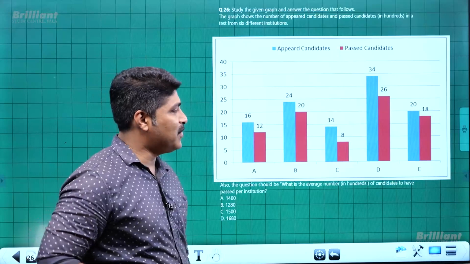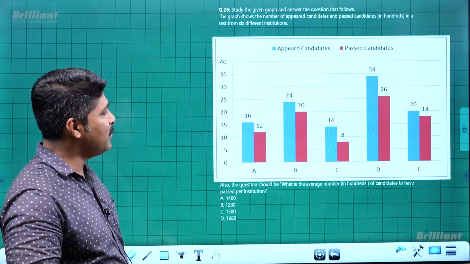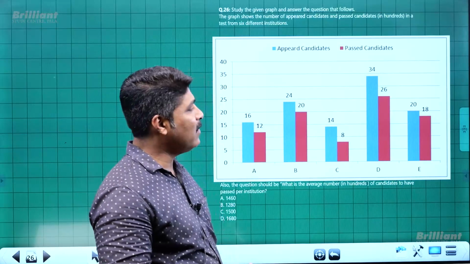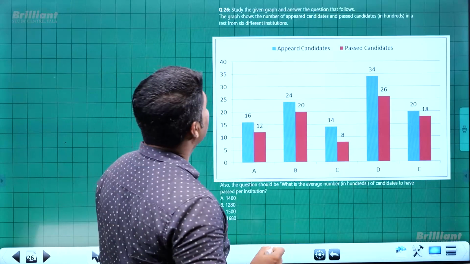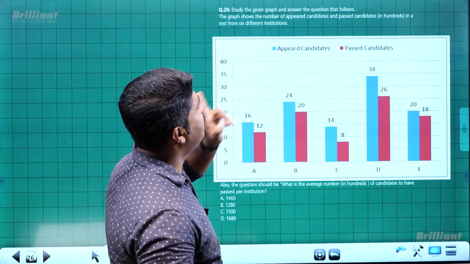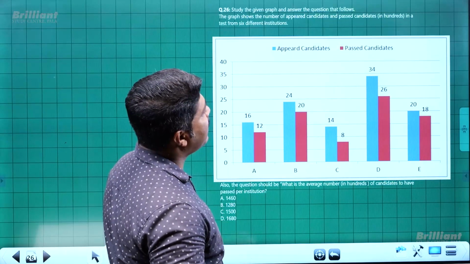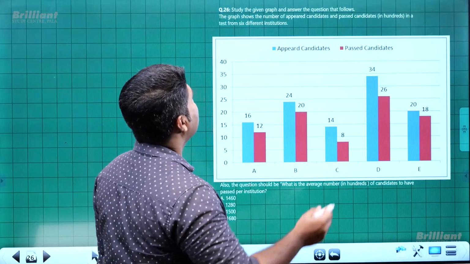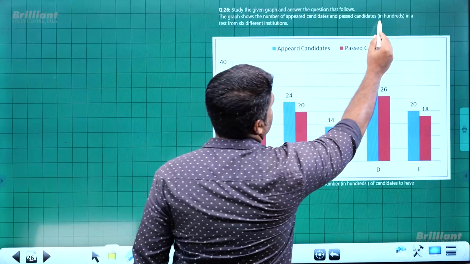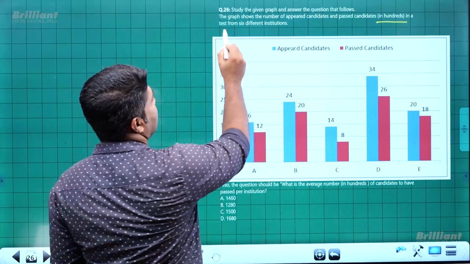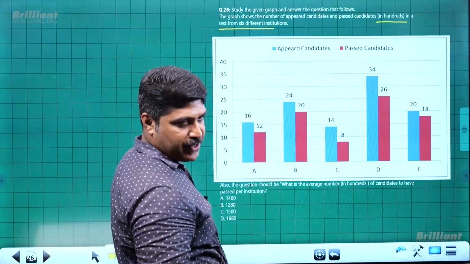So the first one is a data interpretation question. It's a comparatively easier one. How can we solve this kind of easier question? First of all, you have to understand this. The graph shows the number of appeared candidates and passed candidates in hundreds in a test from 6 different institutions. So it's in hundreds, from 6 different institutions.